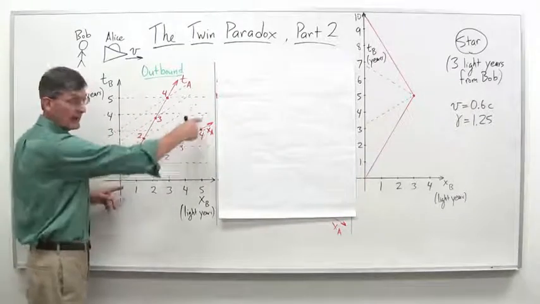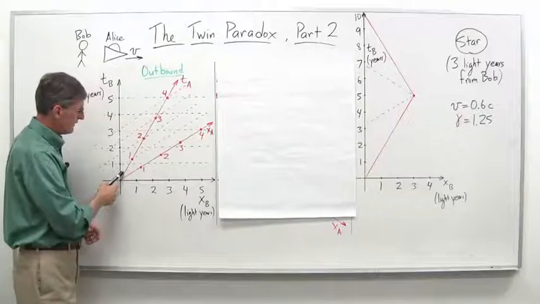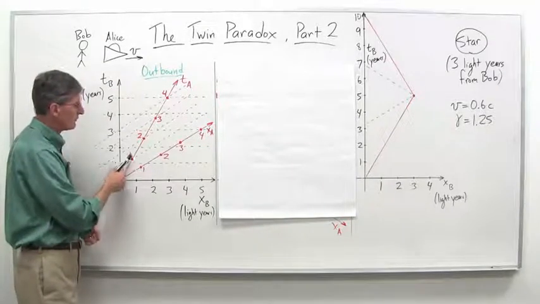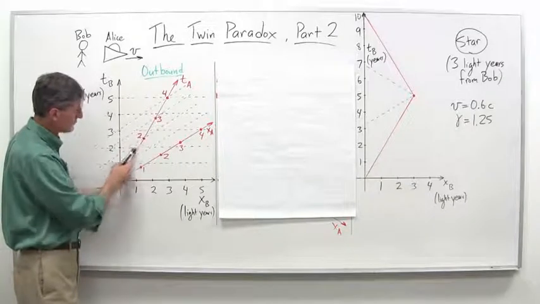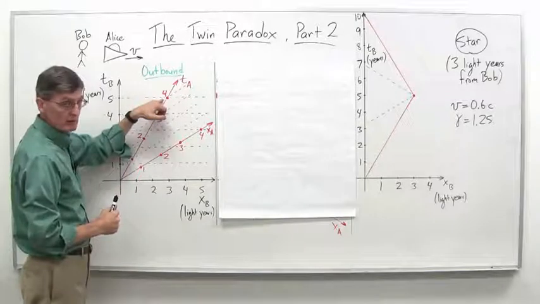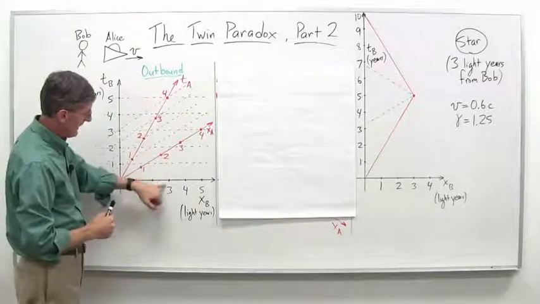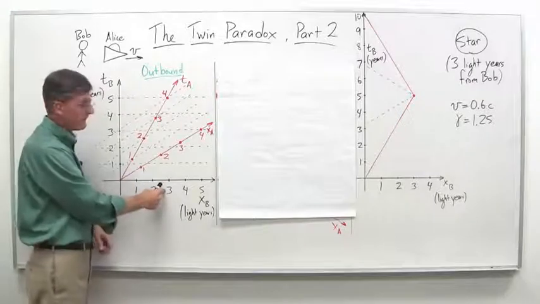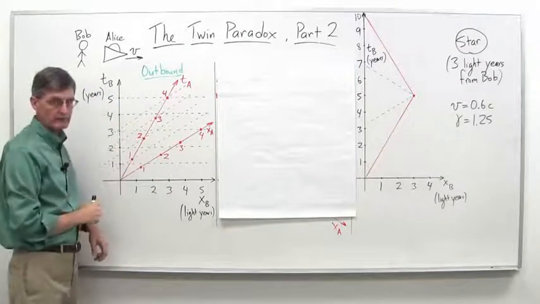This is the x sub a axis. This is the t sub a axis. In fact, remember, this really is the world line for Alice. She's moving along the t sub a axis, and we can see that as she moves along, when she gets to 4 years on her clocks, she's at the star, 3 light years away. And on Bob's clocks, that reads 5 years.